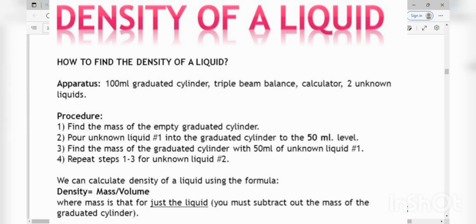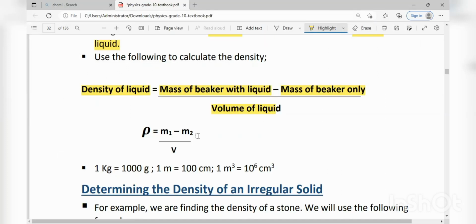Okay, so when you find the mass of the liquid, then you need to measure the volume of that liquid. Once you measure the volume of that liquid, divide the mass of the liquid by the volume. There you go, you have the density.